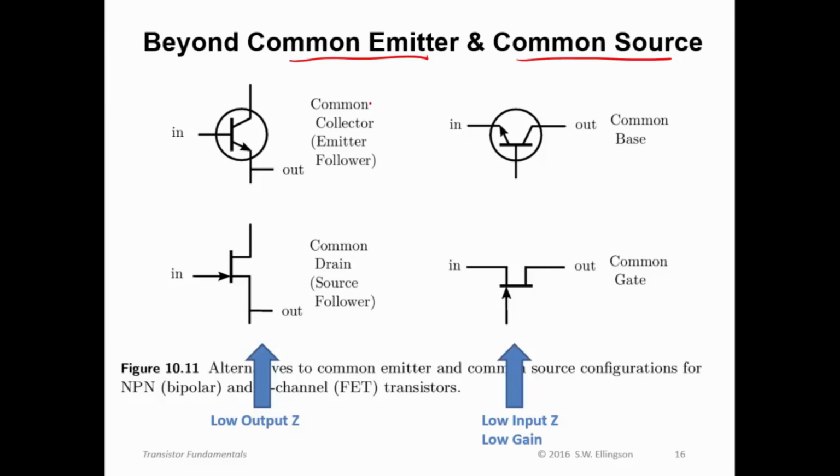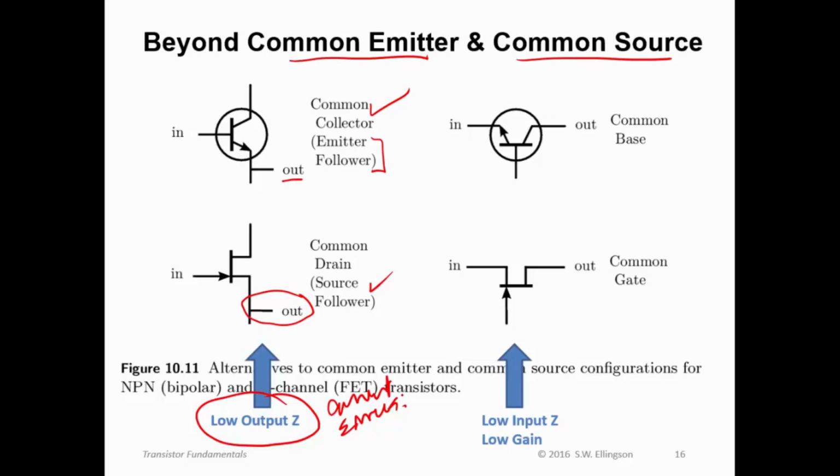But for your information here, common collector configuration for BJTs, you take the output from the emitter. We refer to this as an emitter follower. And the analogous configuration for a FET, which I already pointed out, was you take the output from the source, so we call it a source follower. And the key feature of these two things is they have very low output impedance. This makes these things very good as current sources. So for example, these appear as line drivers or cable drivers in certain applications.